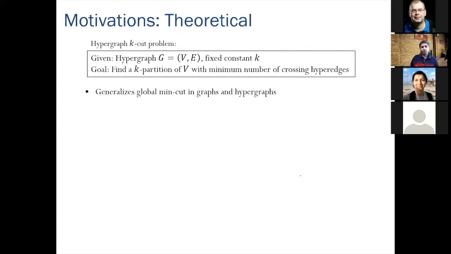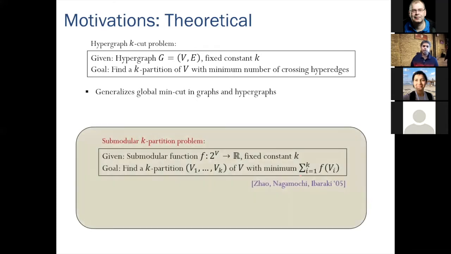The second important theoretical motivation to study the hypergraph K-cut problem comes from its connection to the more general submodular K partition problem. In the submodular K partition problem, we are given a submodular function over a ground set V via an evaluation oracle and a fixed constant K. We would like to find a K partition of the ground set to minimize the sum of the function values of the parts.